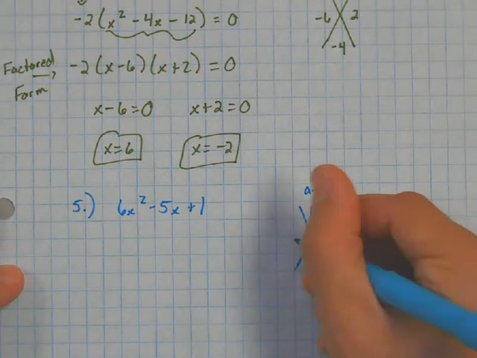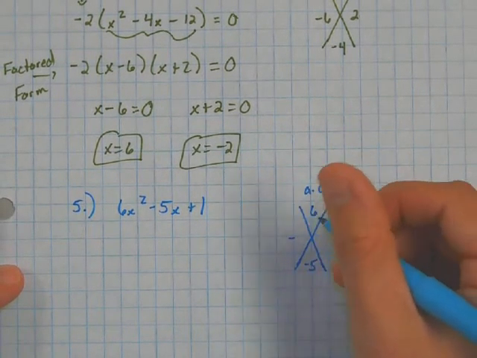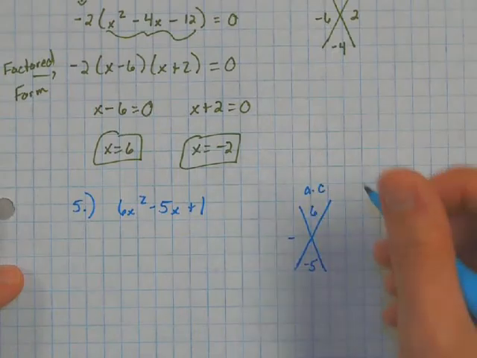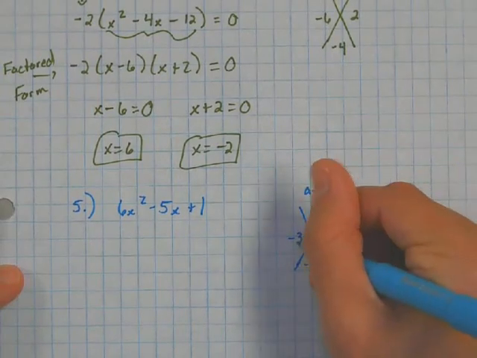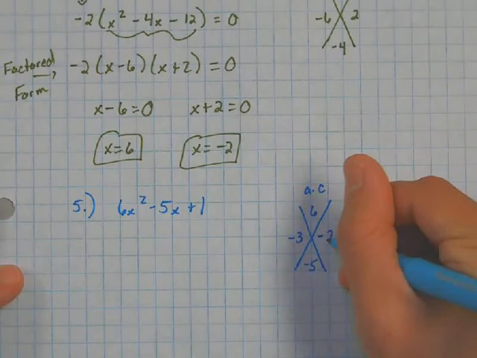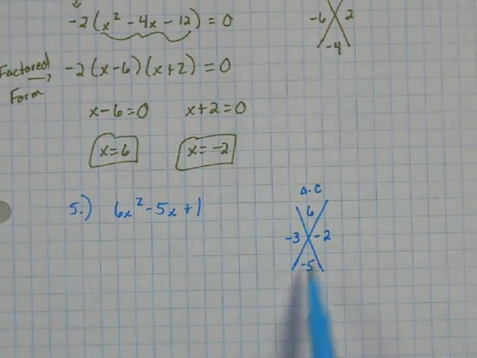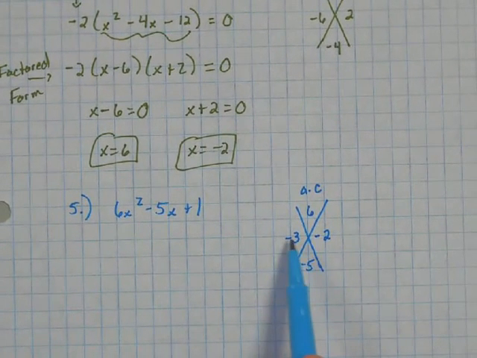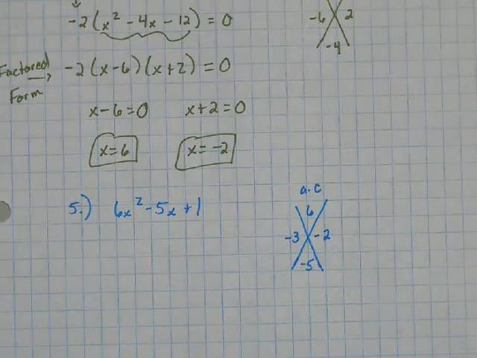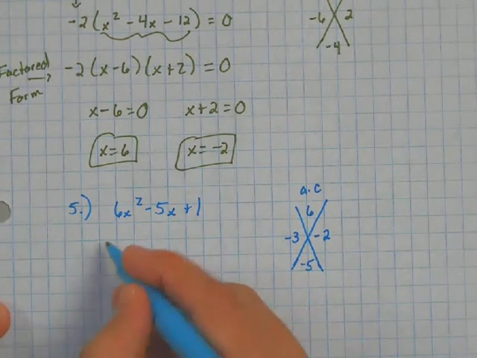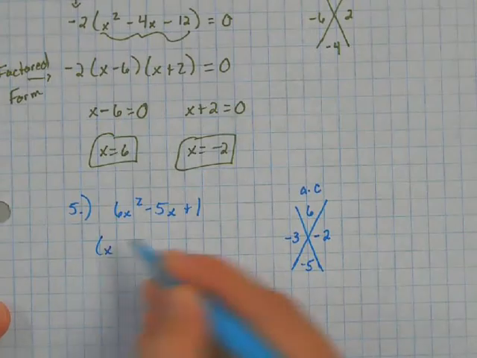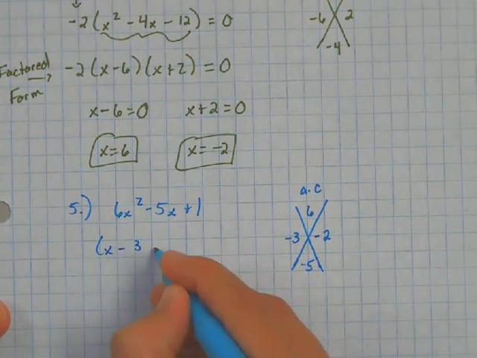Well, that would be negative 3 and negative 2. That adds to give me negative 5, and a negative times a negative does give me a positive. So everything with the x is still the same. There was no greatest common factor, so I have x minus 3 and x minus 2.